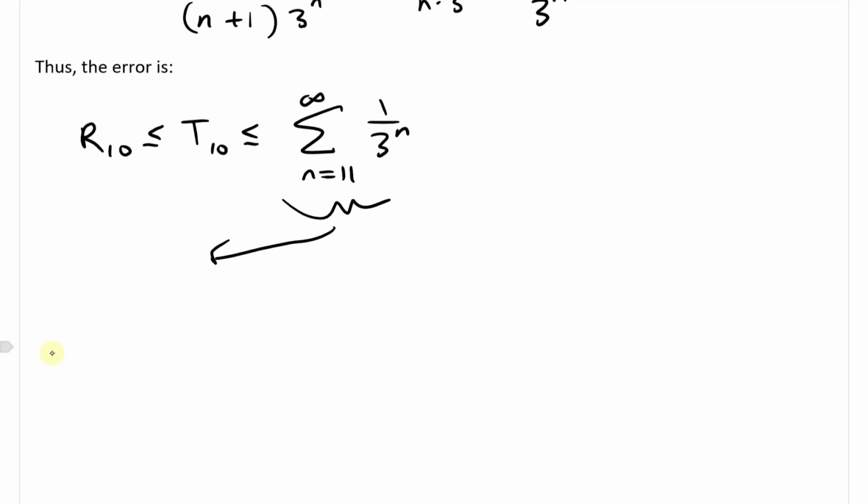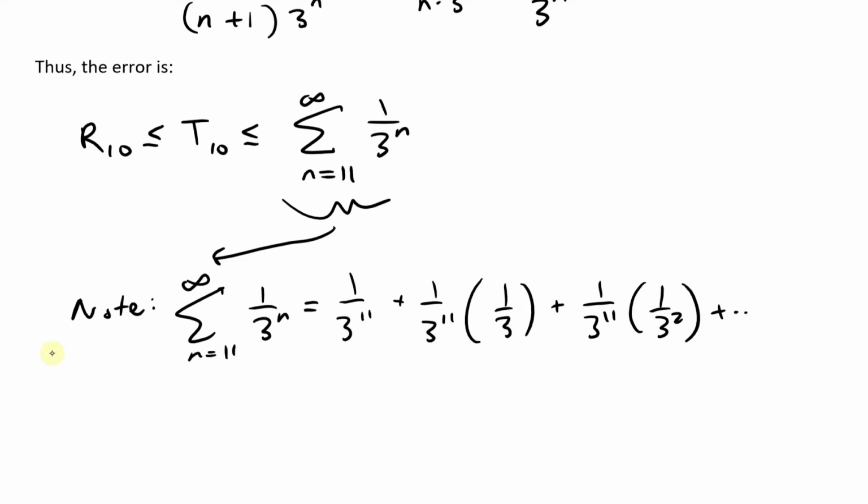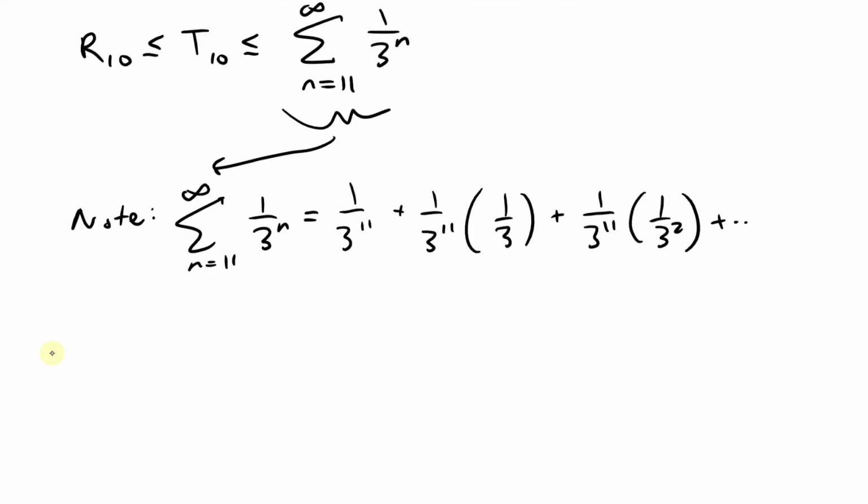I'll just do this for completeness' sake and draw this all out again. So note that the summation from n equals 11 up to infinity of 1 over 3 to the n just equals 1 over 3 to the 11 plus 1 over 3 to the 11 times 1 over 3 plus 1 over 3 to the 11 times 1 over 3 squared, etc., and keep going on and on. So yes, this is going to be 1 over 3 to the power of 12 and so on.